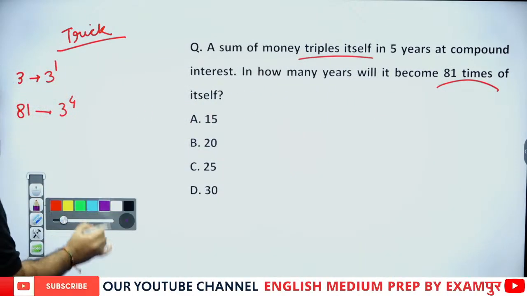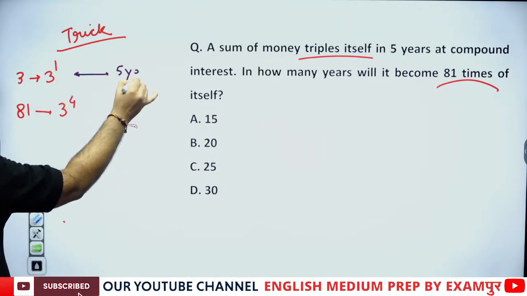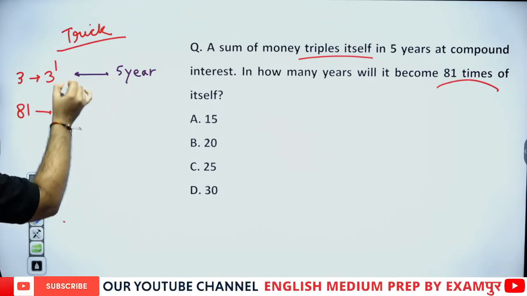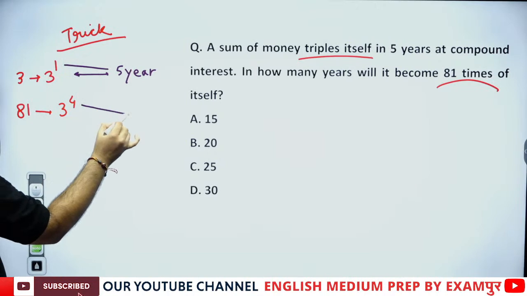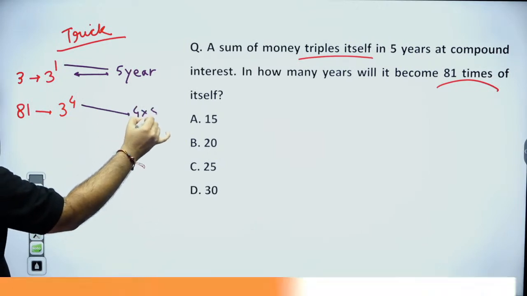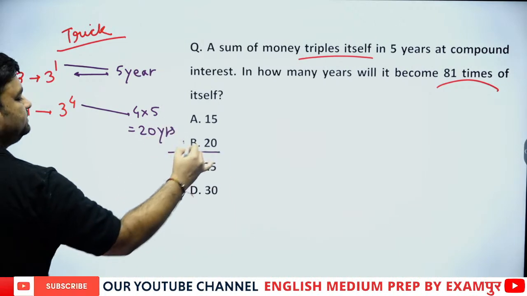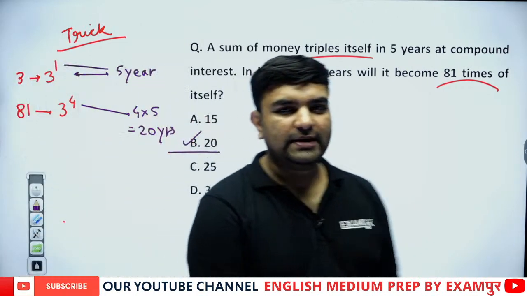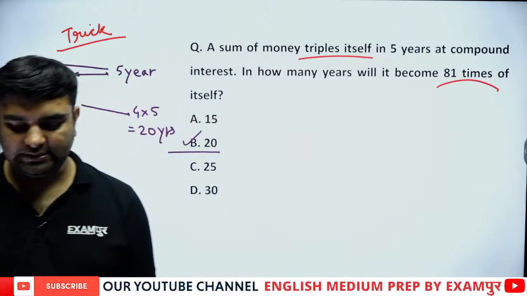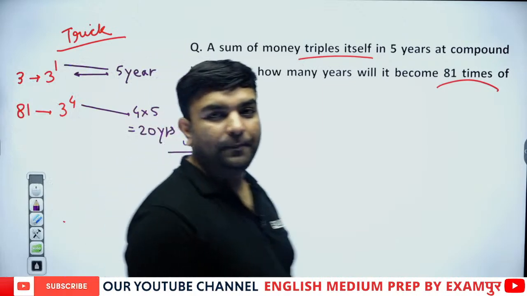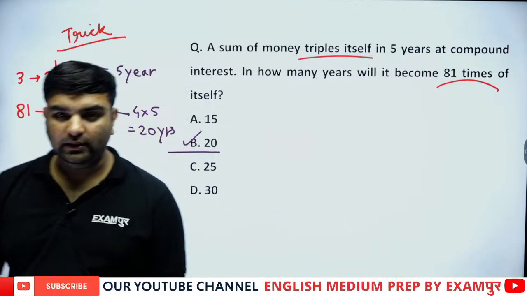If 3 to the power 1 is happening in 5 years, then 4 will happen in 4 into 5, 20 years. If 1 is happening in 5 years, then 4 will happen in 4 into 5, 20 years. Okay.